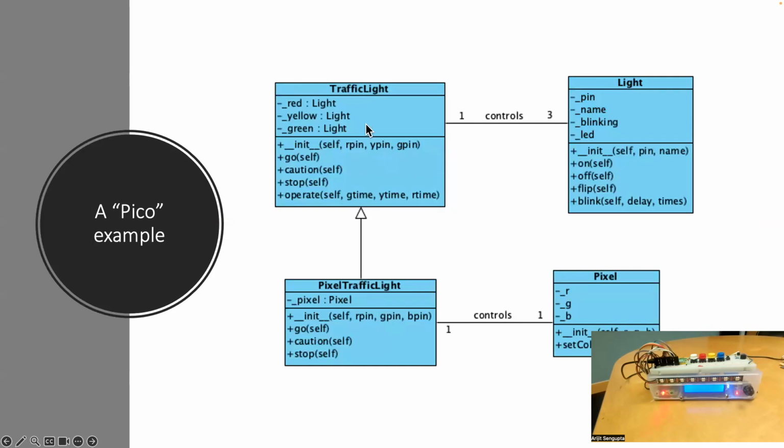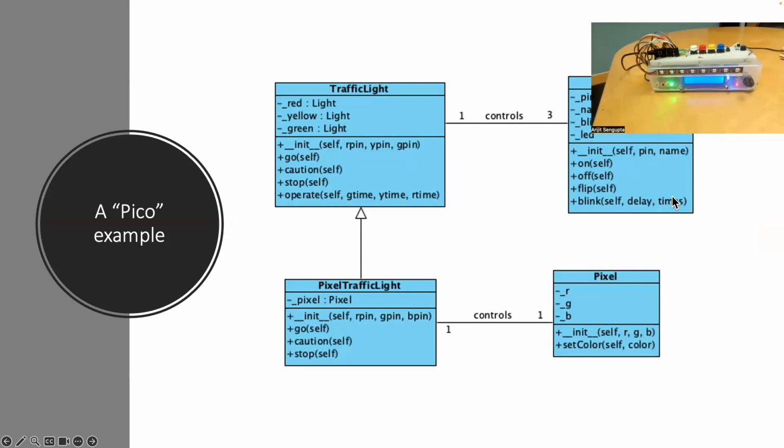create a subclass. So I already have put all my work on traffic light, and now I can't use this very well. So let's just create a subclass. We're going to create a subclass called pixel traffic light, and this is going to use a pixel instead of three separate lights. So if we are using this as a traffic light, this thing has a pixel. And again, it would initialize kind of the same way.